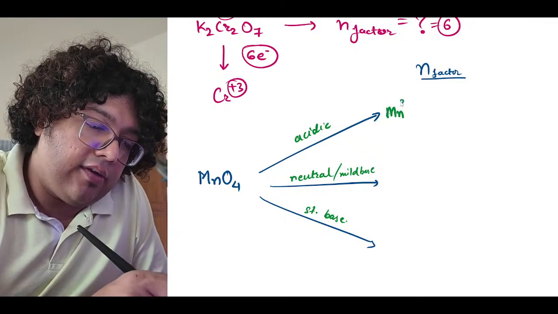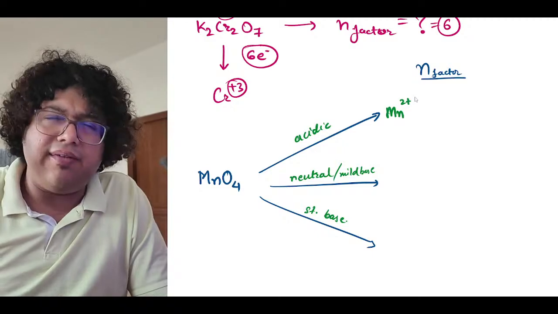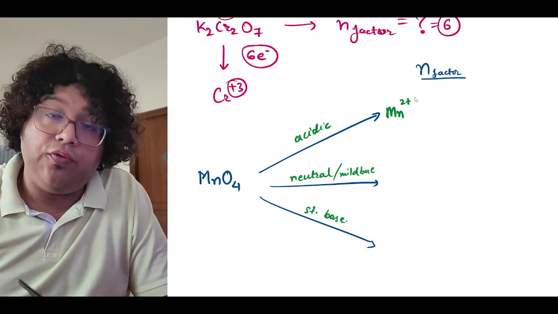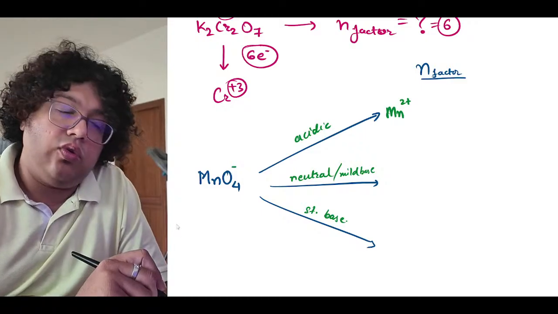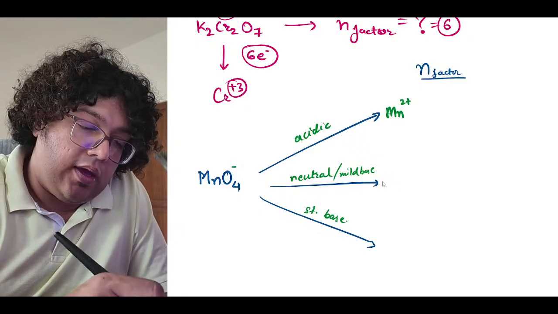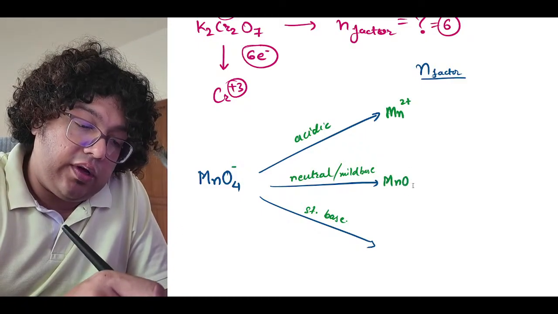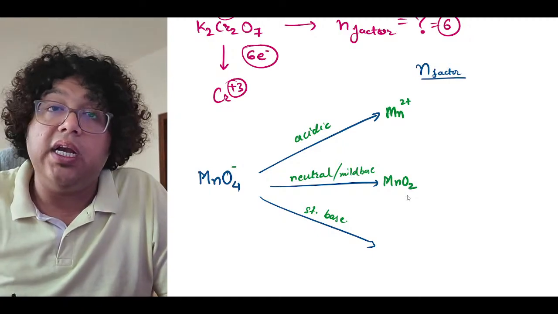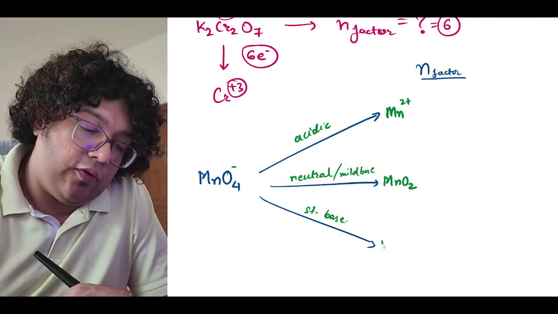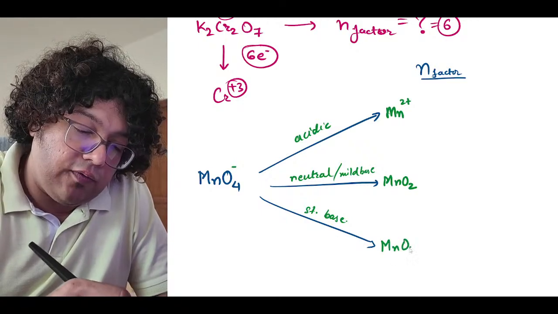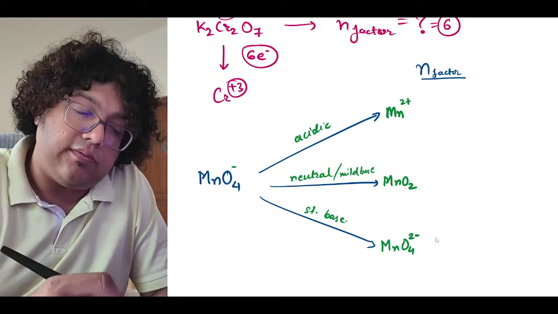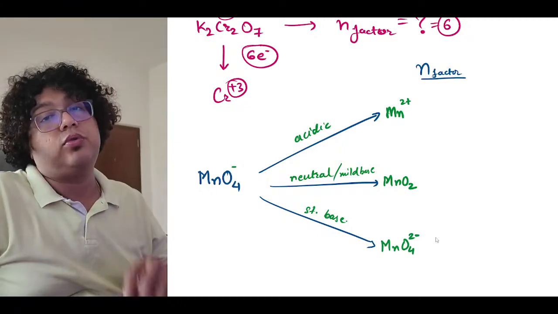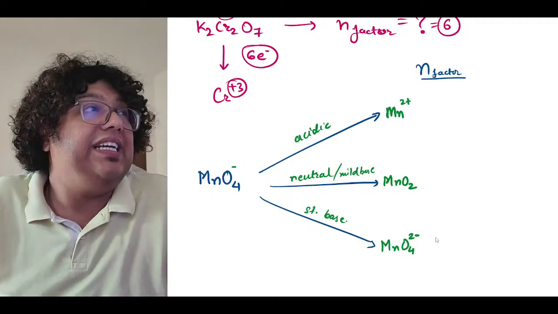So when you have an acidic medium, the MnO4 minus will go into Mn plus 2. MnO4 minus will go into MnO2 when the solution is neutral or mildly basic, whereas MnO4 minus will go into MnO4 2 minus when the solution is strongly basic. What you are supposed to do is tell me the N factor for each of these cases.